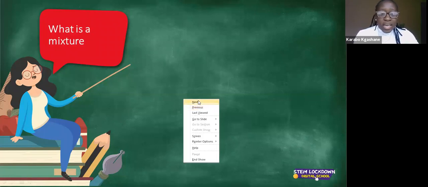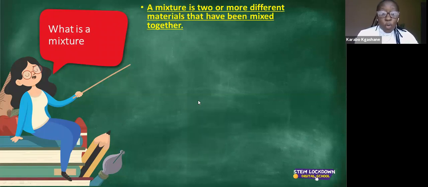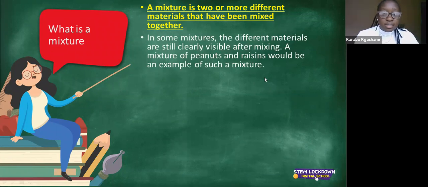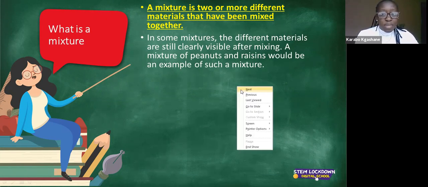All right, so a mixture is two or more different materials that have been mixed together. A lot of you mentioned that in your chat already, that it's actually materials that have been combined and put together, 100%. In some mixtures, the different materials are still clearly visible after mixing. A mixture of peanuts and raisins would be an example of such a mixture.